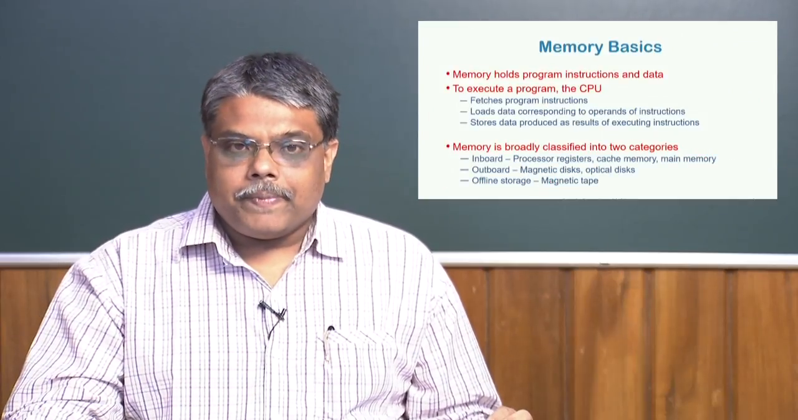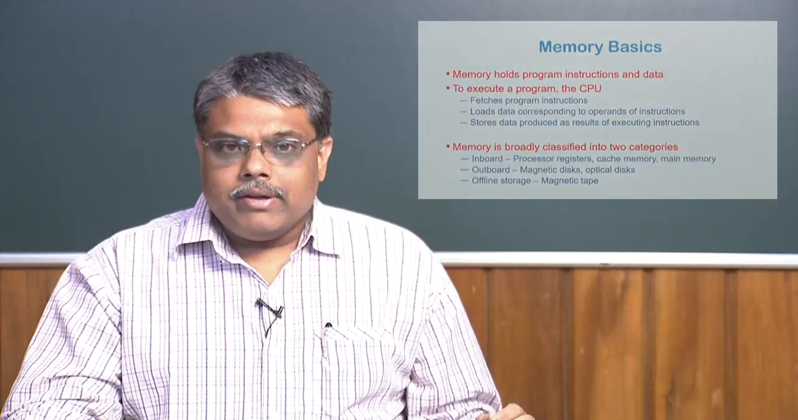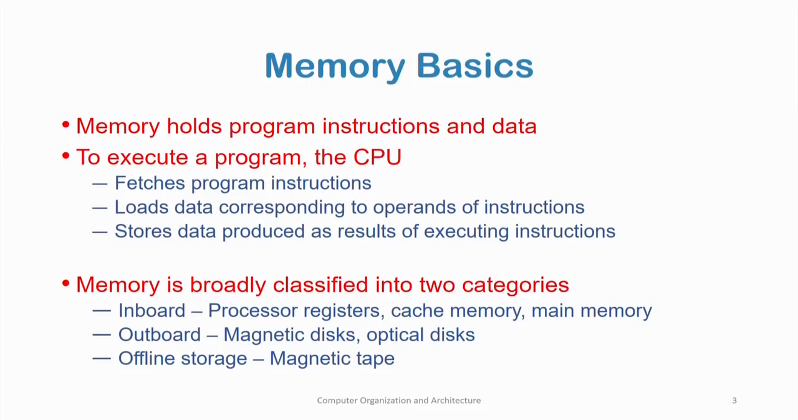Memory basics. So, what is memory? Memory is that unit in the computer which holds program instructions and data. To execute a program, the CPU fetches the program instructions from memory. It also loads the data corresponding to the operands of these instructions from the memory. After the execution of the instructions, it stores the data produced after executing that instruction also into the memory.